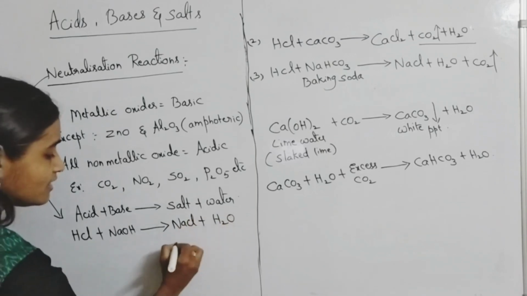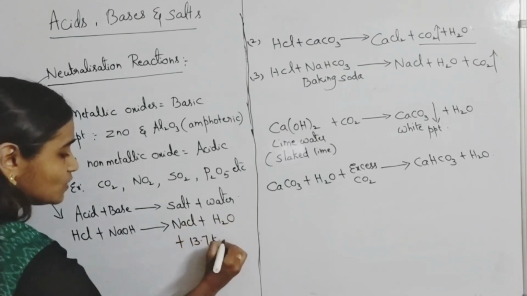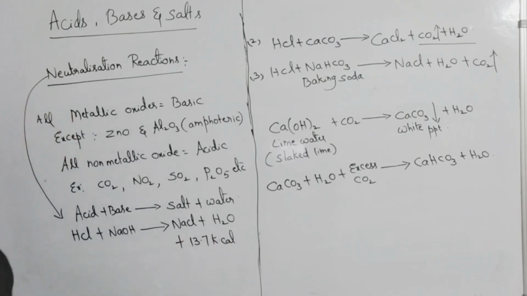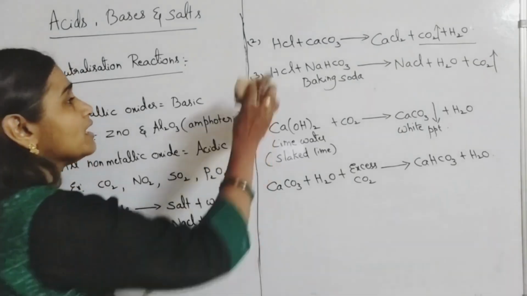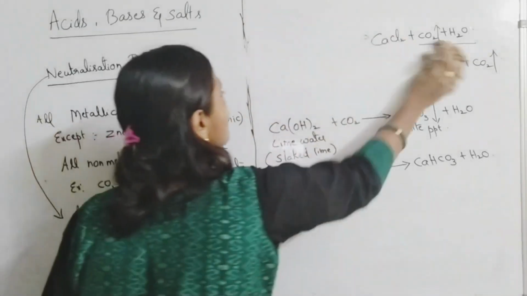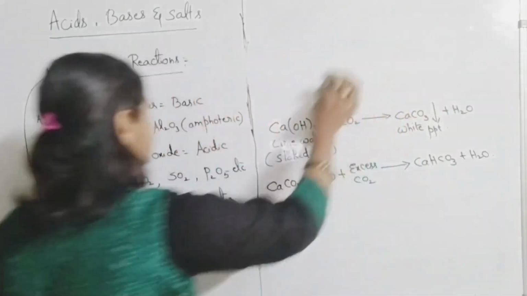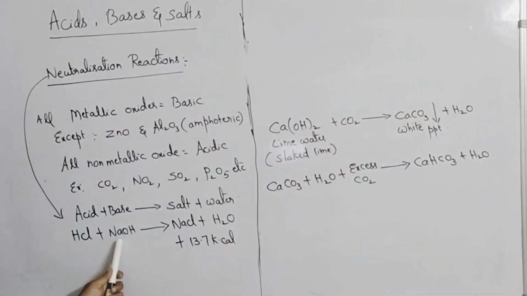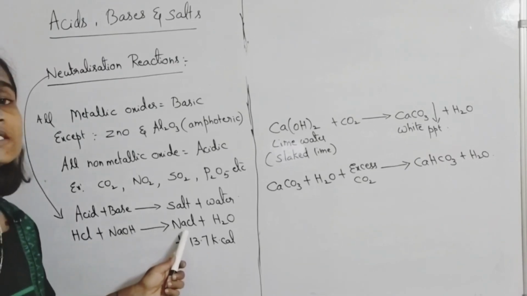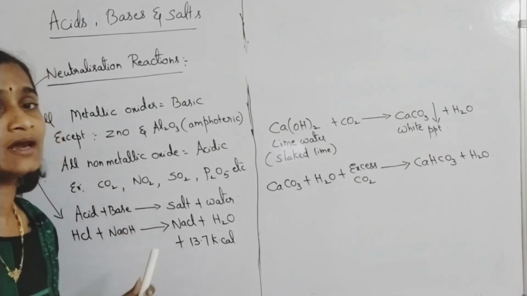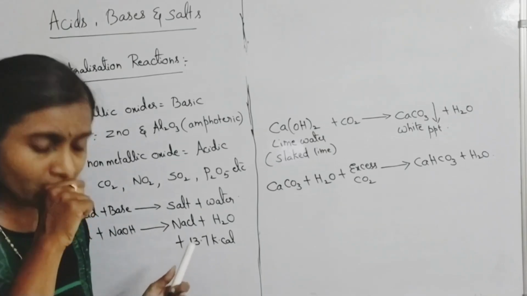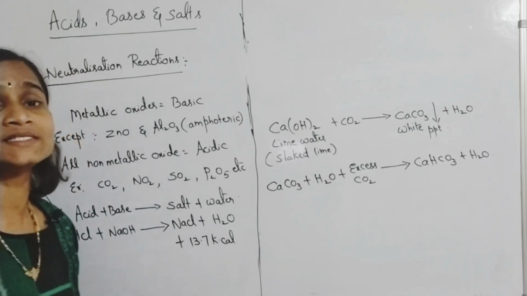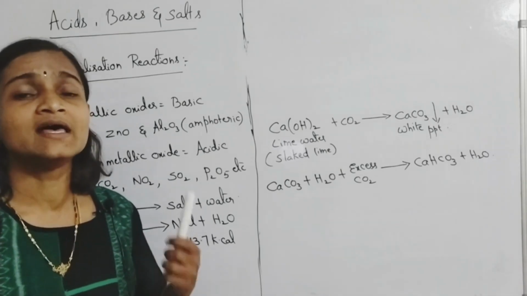Along with that, 13.7 kilocalories of heat is also liberated along with the products. Please remember, that means a neutralization reaction is an exothermic reaction. Here you are taking a strong acid and a strong base. HCl is a strong acid, sodium hydroxide is a strong base. The salt formed is NaCl, which is neutral. And along with that, how much heat is released? If you check, 13.7 kilocalories of heat is liberated.